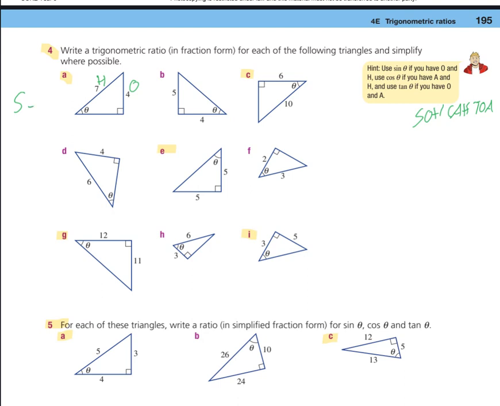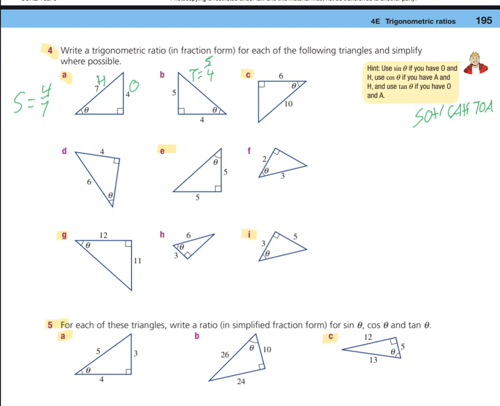It just wants the answer in fraction form. I don't remember if this one wants the numbers, but we can just put the numbers in. Sine theta is going to be opposite over hypotenuse. It's going to be 4 over 7. This one is going to be opposite and adjacent. That's going to be tan. Tan equals opposite over adjacent, 5 over 4.